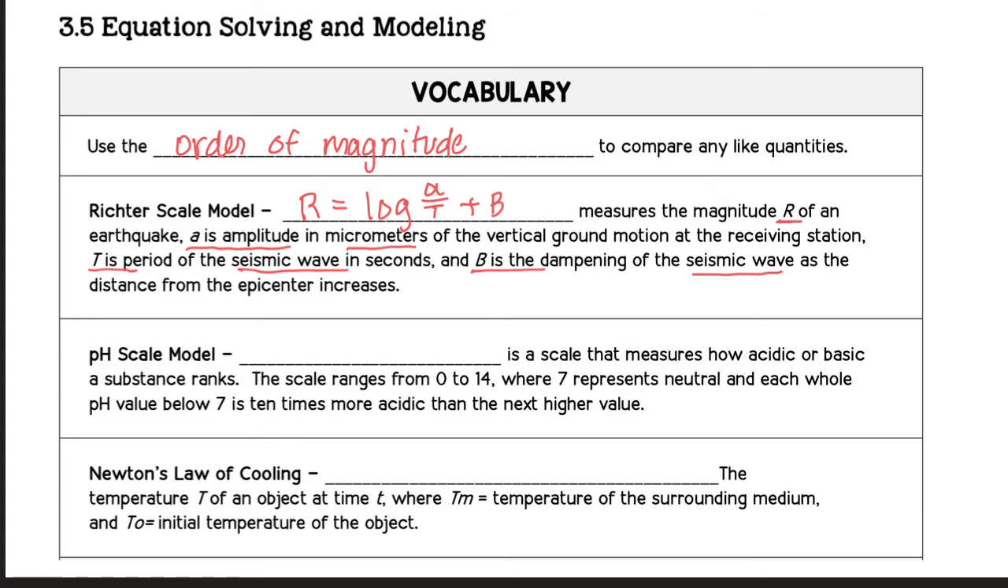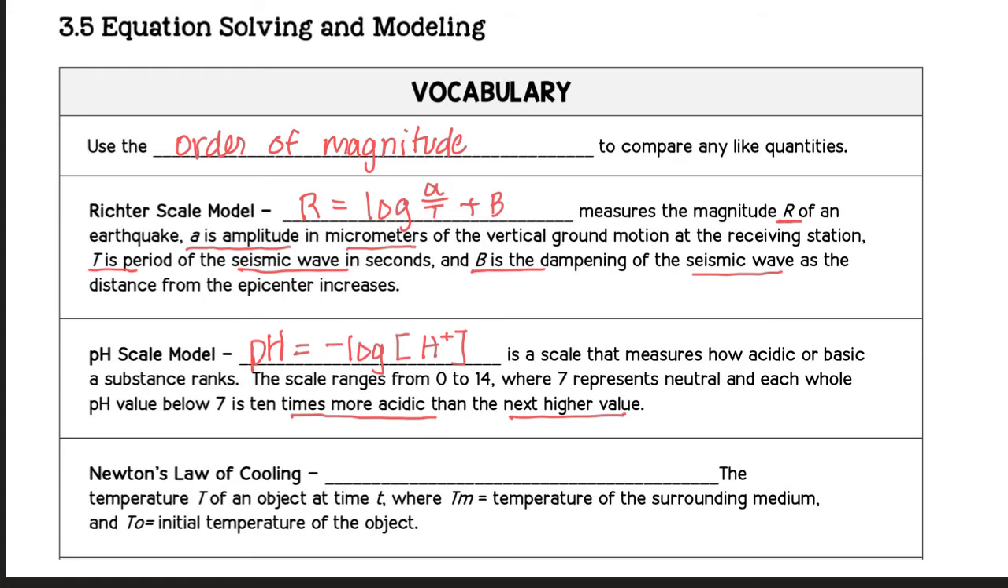Now your pH scale, you're going to have pH equal to negative log of H positive, and that's going to be a scale that measures how acidic or basic a substance ranks. The scale ranges from 0 to 14, where 7 represents neutral, and each whole pH value below 7 is 10 times more acidic than the next higher value.